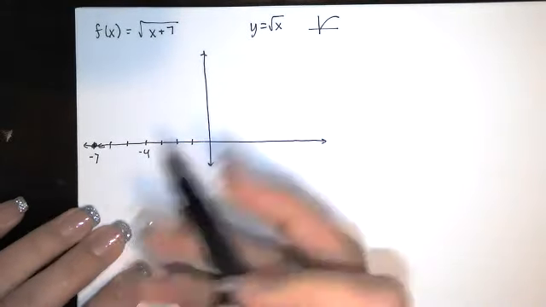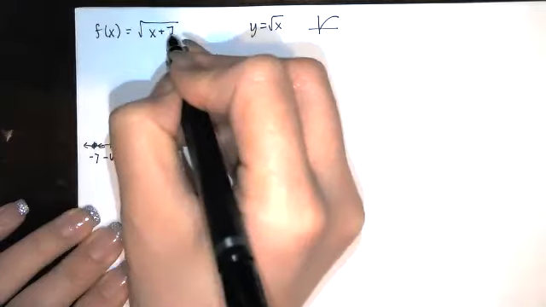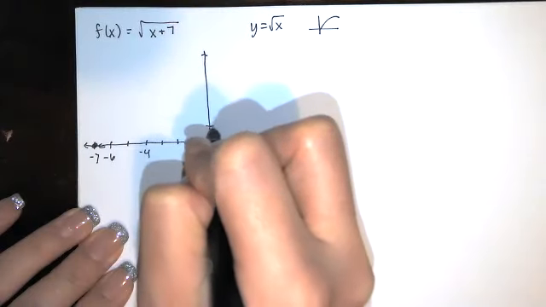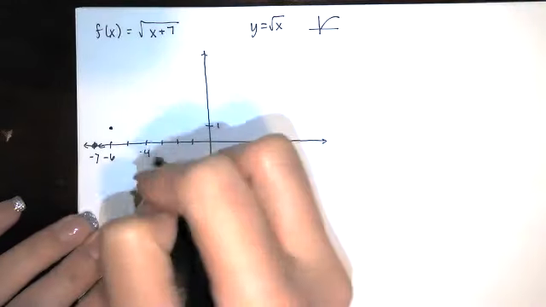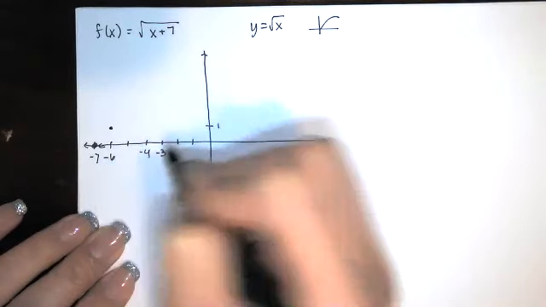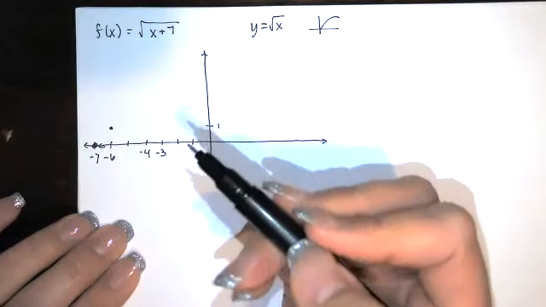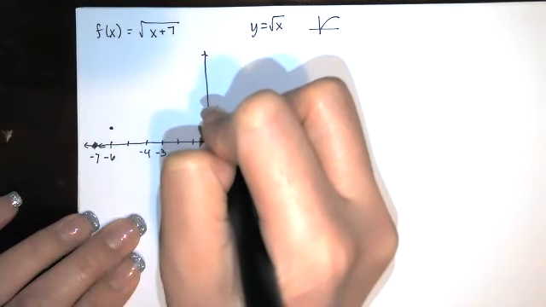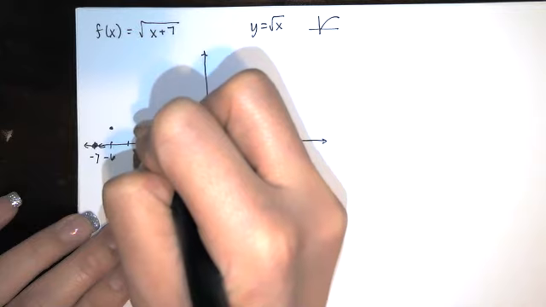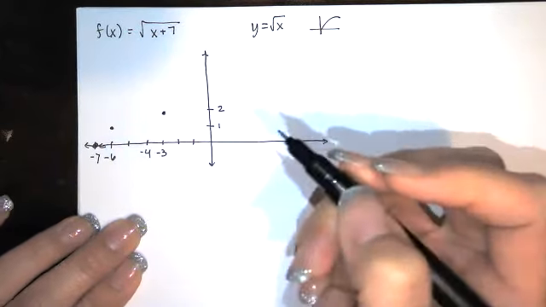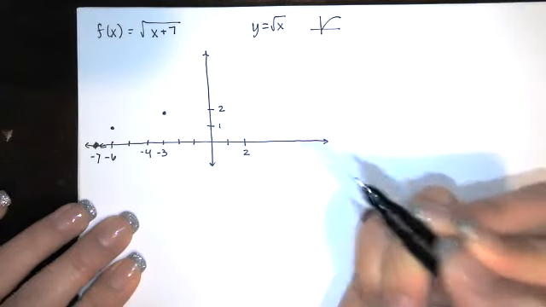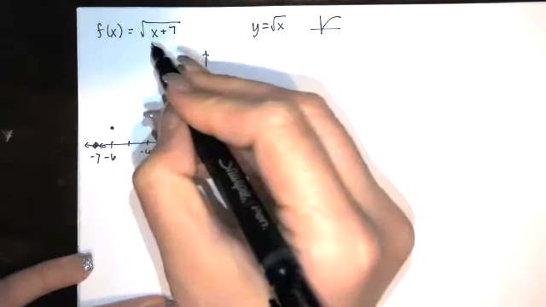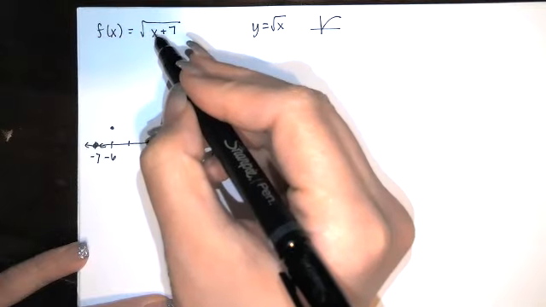And when x equals -6, -6 plus 7 is 1. We have the square root of 1, which is 1. When x equals, let's say, -3, -3 plus 7 is 4. Square root of 4 is 2. And then when x equals 2, that's the point we're interested in, y equals the square root of 2 plus 7, or the square root of 9, which is 3.